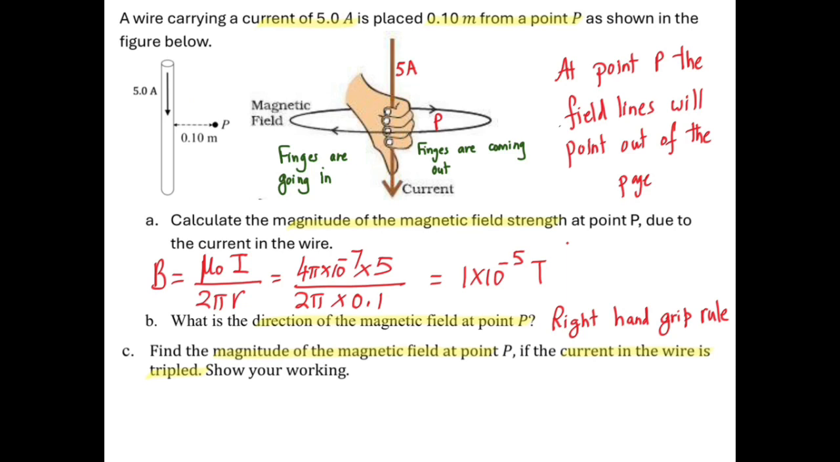Part C, find the magnitude of magnetic field at point P if the current in the wire is tripled. We know from the formula that magnetic field and current are directly proportional. So if we triple the current, the magnetic field will also get tripled.